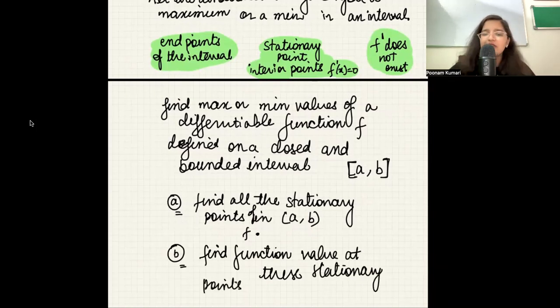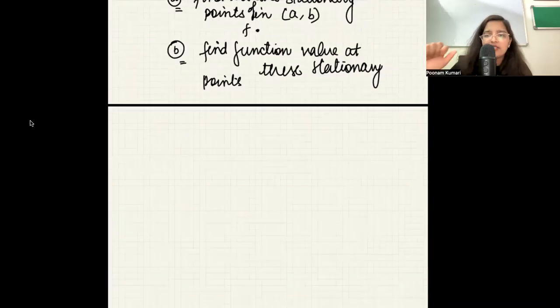So find what is your function value at these stationary points. Find the stationary points, and find the function value at the stationary points also. But we know the second category of maxima and minima are usually the endpoints, right? So I will also find my function value at the endpoints. So मुझे मेरे function की value मिल गई stationary points पे भी और मेरे end points पे भी, right?